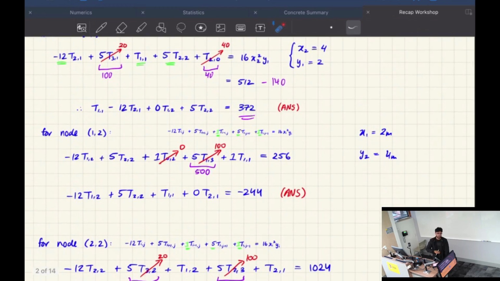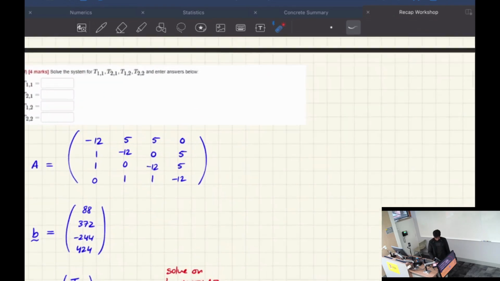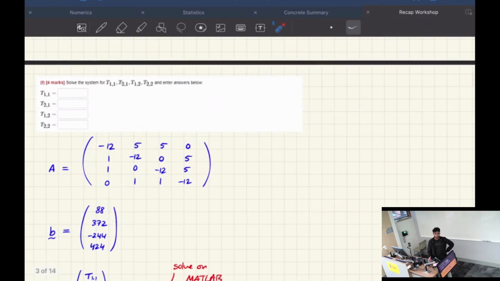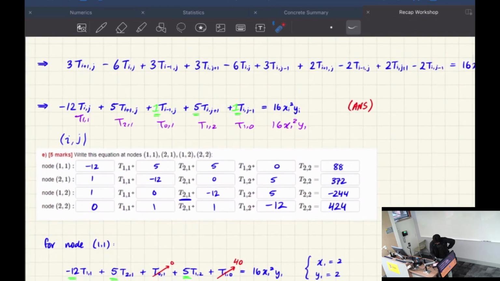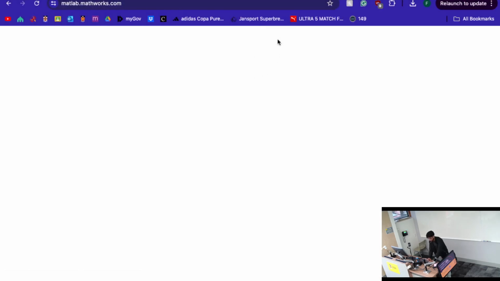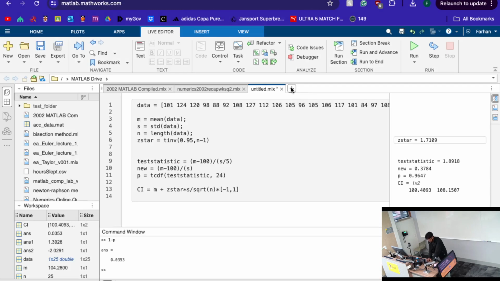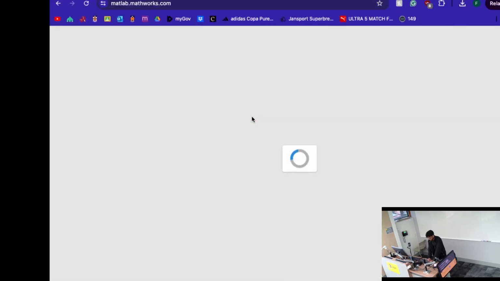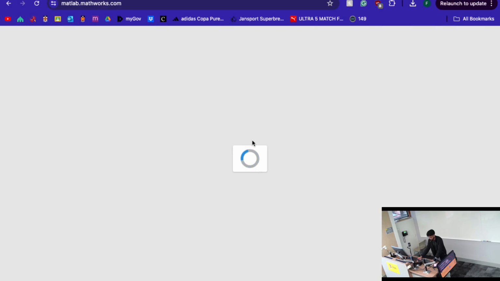Making sense so far? Okay, cool. Alright, now this part you actually need MATLAB for. To solve the matrix, you're going to need MATLAB, or Maple, but we don't use Maple, right? So from these equations over here, we can actually form a matrix. So I'll quickly write up a matrix on MATLAB. Okay, can you guys see that? What happened? Why is it taking so long?